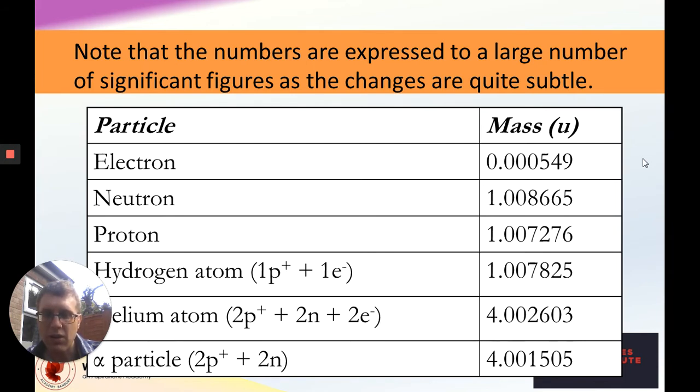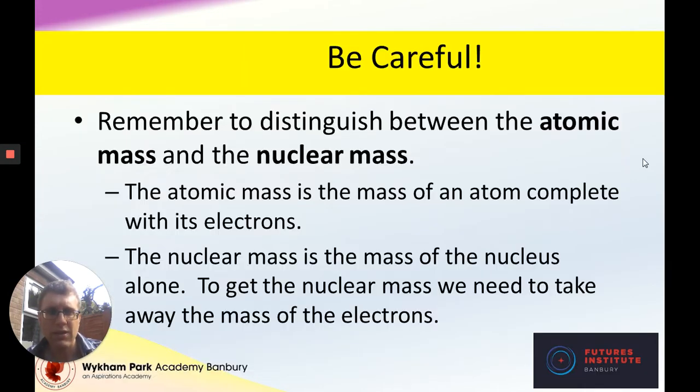But when we look at, say, the hydrogen atom, we've got a little bit of a problem because the mass of a proton and the mass of an electron doesn't seem to add up to the mass of a hydrogen atom, or a helium atom, or an alpha particle, whatever thing we're looking at. And this is something we're going to talk about in terms of binding energy.